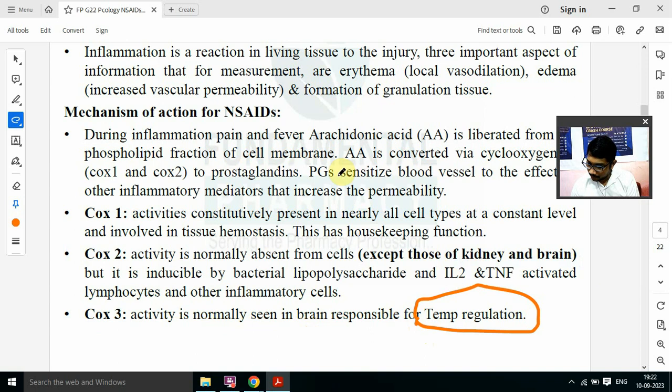So when pyrogens, these lipopolysaccharides, they are present in the brain. वो क्या करते हैं? They activate this COX-3. So you can say COX-3 is a receptor for these pyrogens.